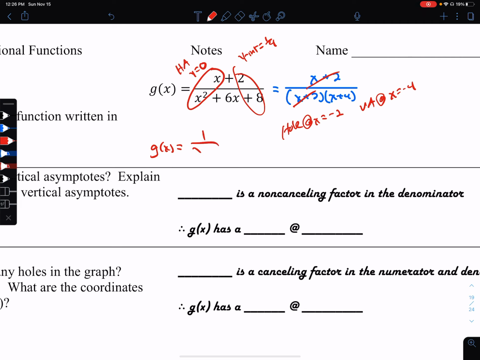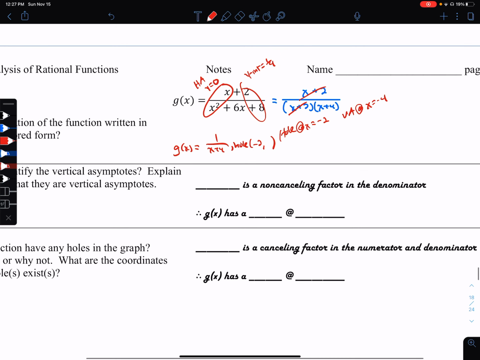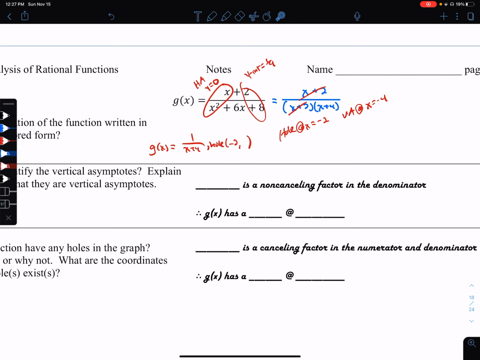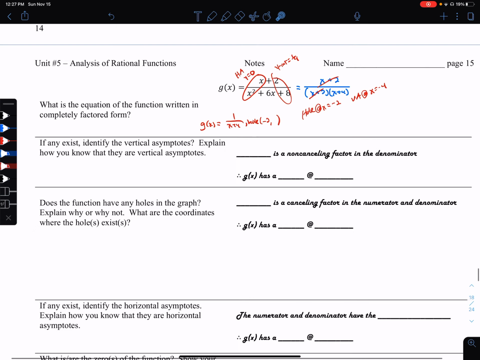So this would be 1 over x plus 4, and then there's going to be a hole in the graph at -2, something. I'm just emphasizing this right here. I didn't write it for the last problem, because if the numerator is gone by division, it means there's a 1 left. Just wanted to make sure that's clear.